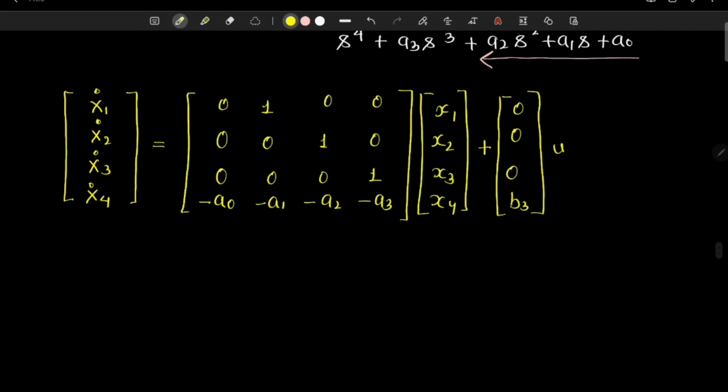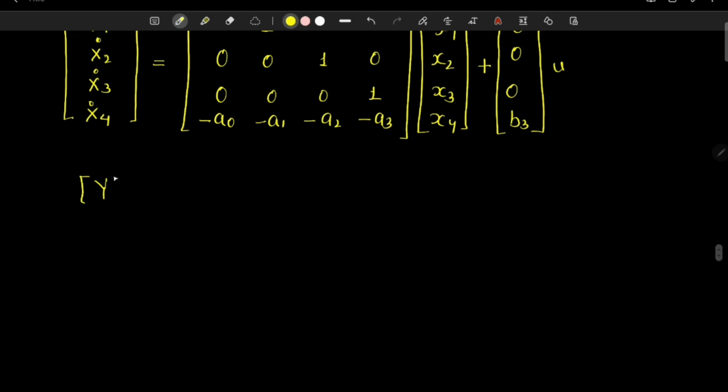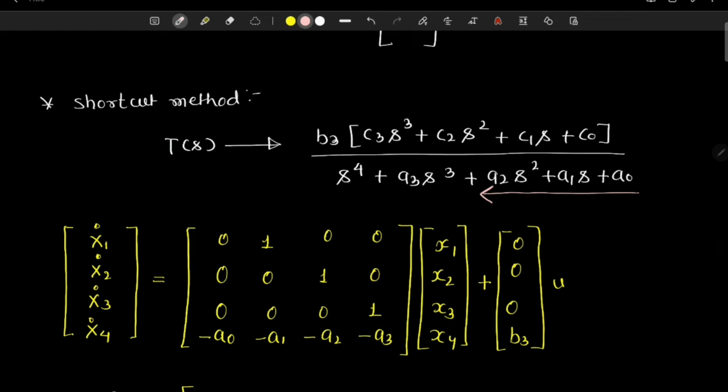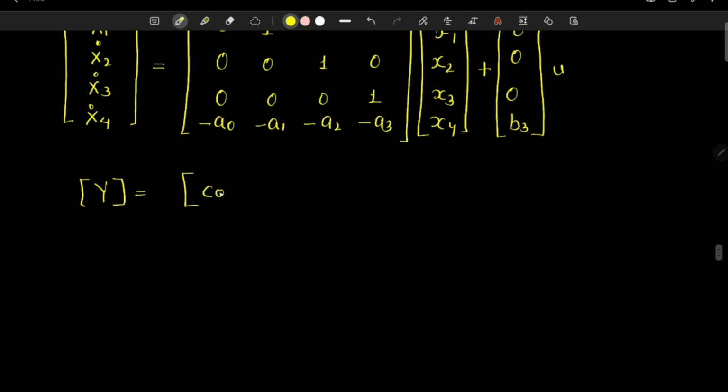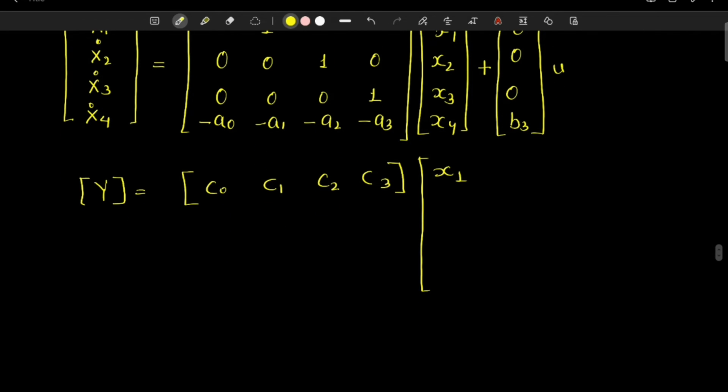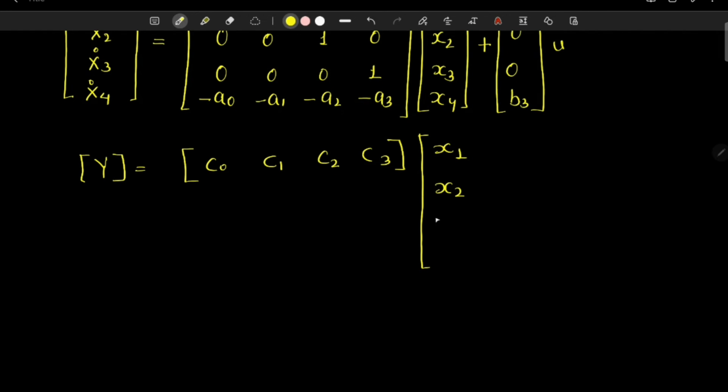So this will be U, and matrix Y should be equal to, now just look at the numerator. I need to move like this. Okay, C0, C1, C2, C3. So this will be C0, C1, C2, and C3. So like this we can write this state space model in canonical form by using this shortcut.